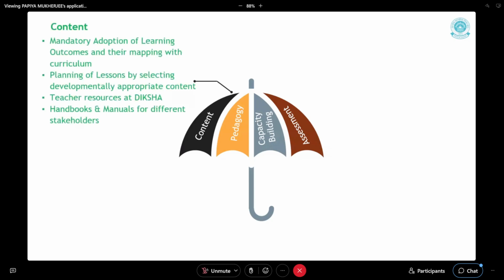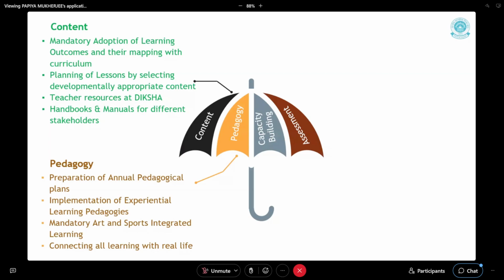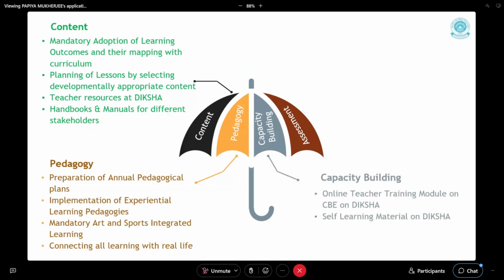In order to create an ecosystem of competency-based education in the schools, CBSE has taken a four-pronged strategy: content, pedagogy, capacity building, as well as assessment. All these four parameters have been addressed by the board. In content, adoption of learning outcomes has been made mandatory, to map it with the curriculum and integrate it in the lesson plan with developmentally appropriate content. Lots of teacher resources are available.